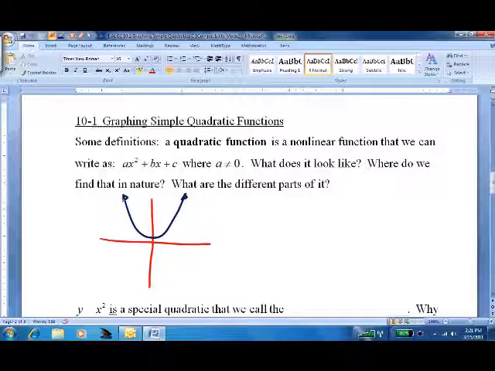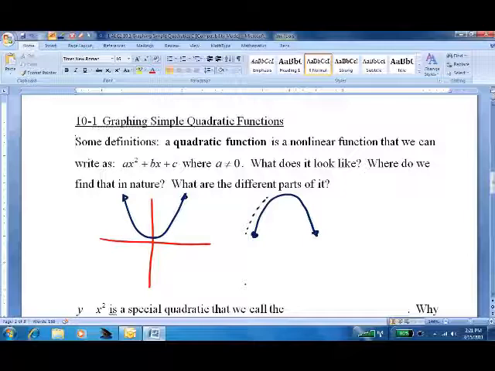Where do we find that in nature? Well, we don't find that one as much, maybe on a roller coaster ride. But generally speaking, the motion of an object, if it's tossed up into the air, will follow what we call parabolic motion, and it's an upside down quadratic function. We'll talk about how to do an upside down quadratic function in a moment.